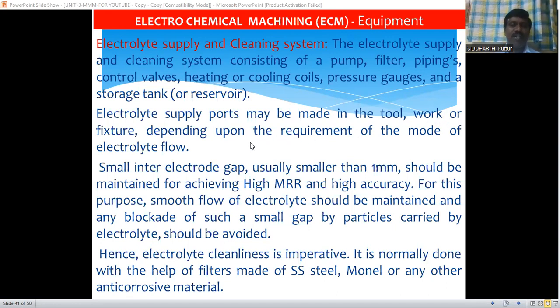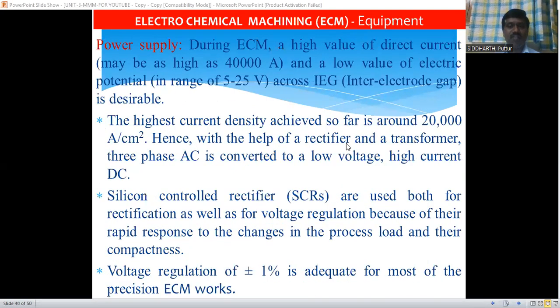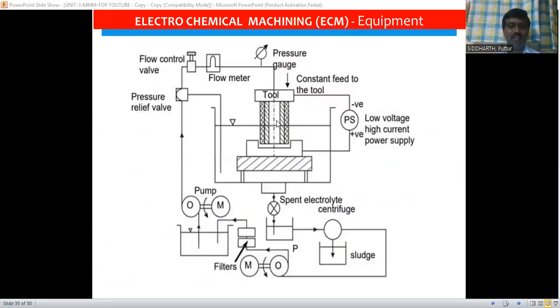Depending upon the requirement and the complexity of the workpiece, we supply the electrolyte in different methods. But in this diagram, in the middle of the tool, we have created a port, and through that port we are supplying the electrolyte to the machining zone. We can even supply it from bottom to top or from the side through a nozzle. Different methods are there, but here we are using the port in the middle of the tool.